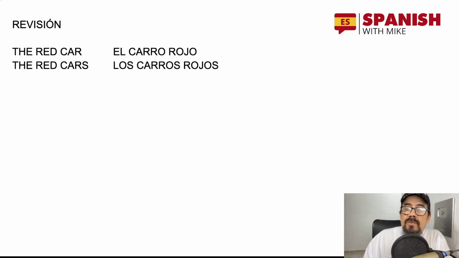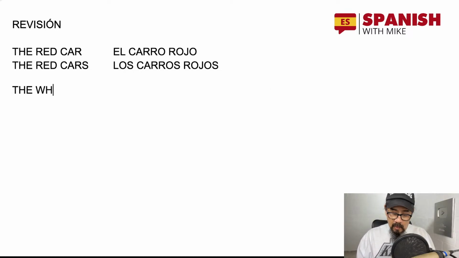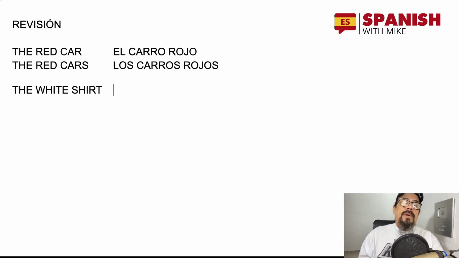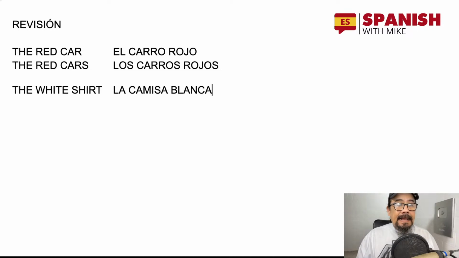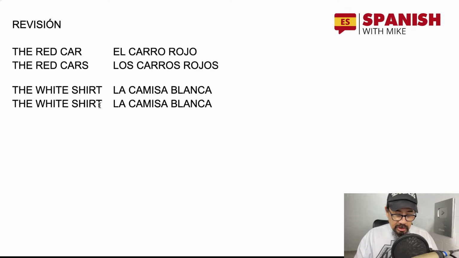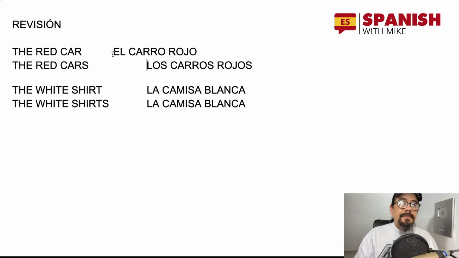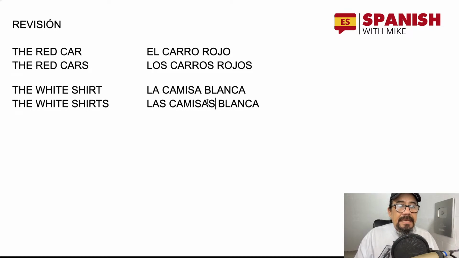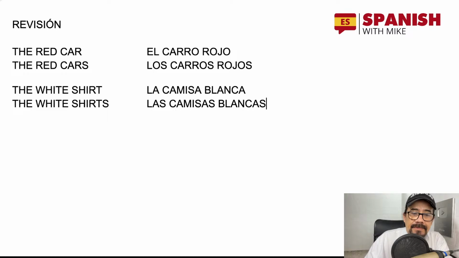Now let's go with the next one. The white shirt. Shirt in Spanish is feminine. Once again, is singular. How would it go? Gender number agreement. So the shirt, feminine. La camisa, white, blanca. And how would it be if we use the plural? The white shirts would be las camisas blancas. Easy, right? So far, so good.